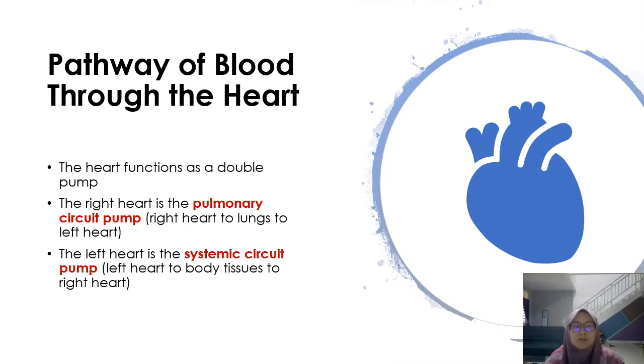This is my teaching video on the cardiovascular system, but I will focus on the pathway of blood through the heart. Our heart functions as a double pump, with the right heart and the left heart. The right heart is the pulmonary circuit pump because it pumps blood from the right heart to the lungs and back to the left heart. The left heart is the systemic circuit pump because it pumps blood from the left heart to the body tissues and back to the right heart.